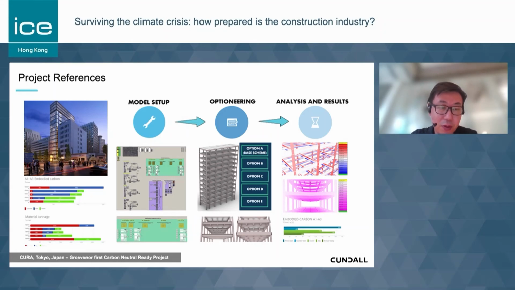So I'm happy to explain more after this event. This is a project we're doing in Japan. It's one of our projects, Growthsna, the first carbon neutral ready project in Japan. In this case, we set up a model. This model is all done in Grasshopper, a visual programming platform.